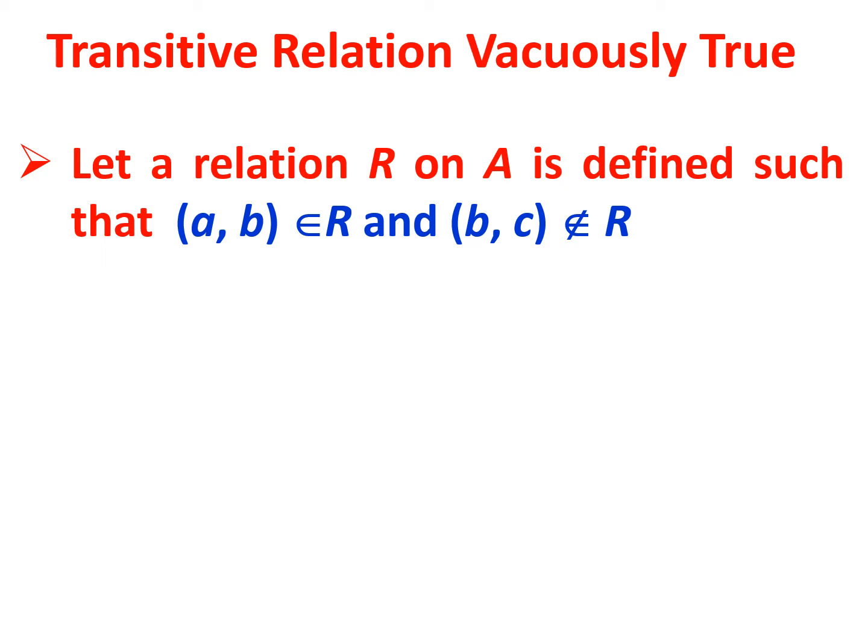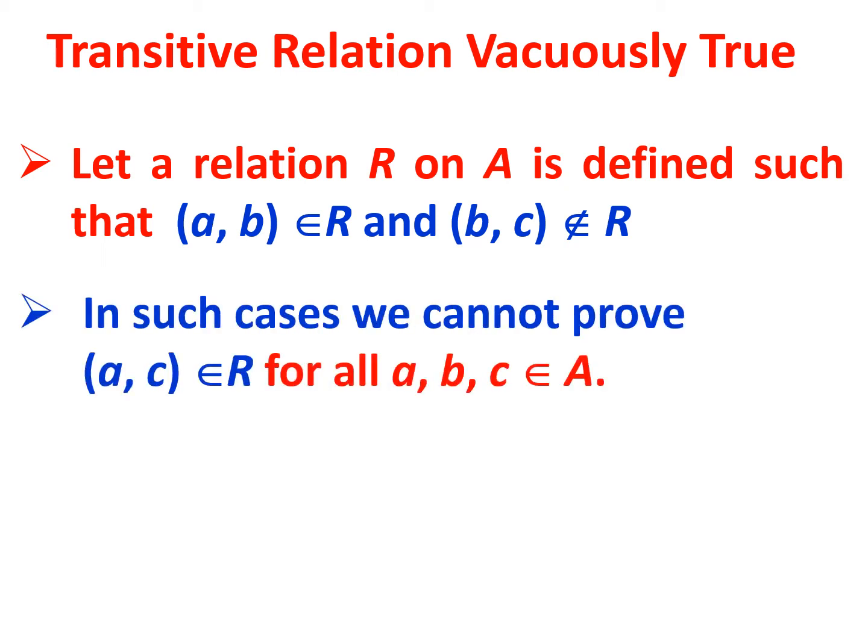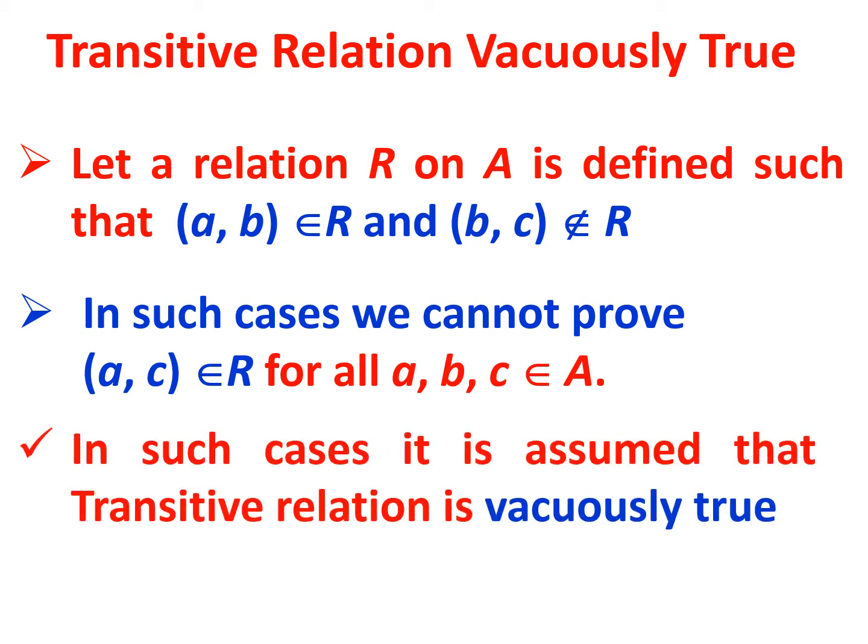If (a, b) belongs to R, but (b, c) is not available, then we cannot prove (a, c) belongs to R because (b, c) is not available. In that case, we take the transitivity as true, vacuously true. There are two problems in your exercise. When we come back to that exercise, we will see it.